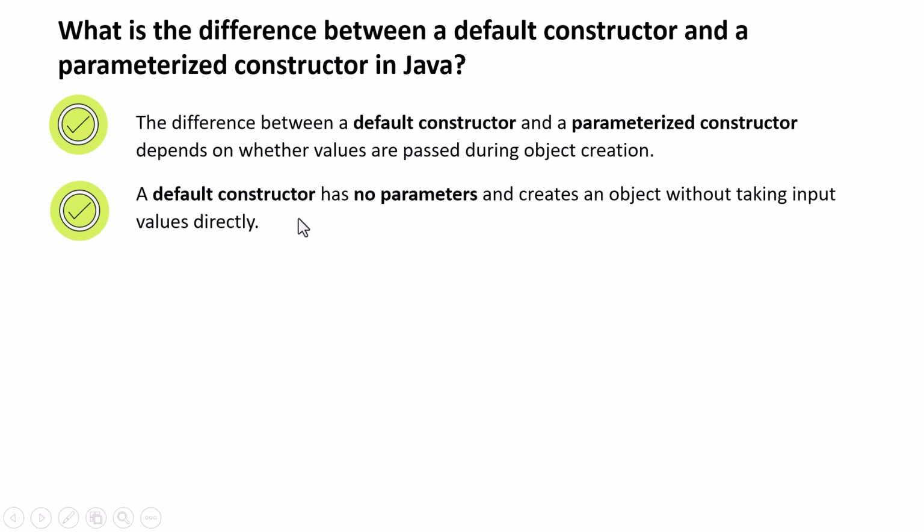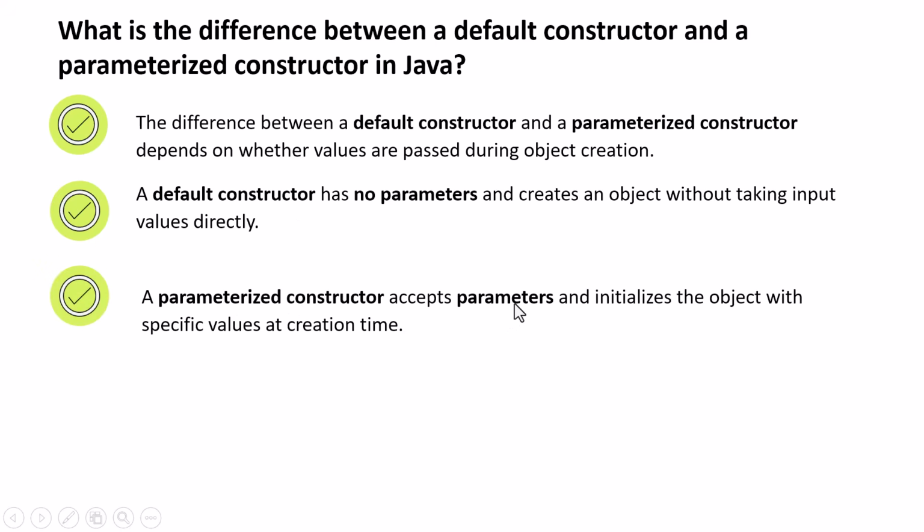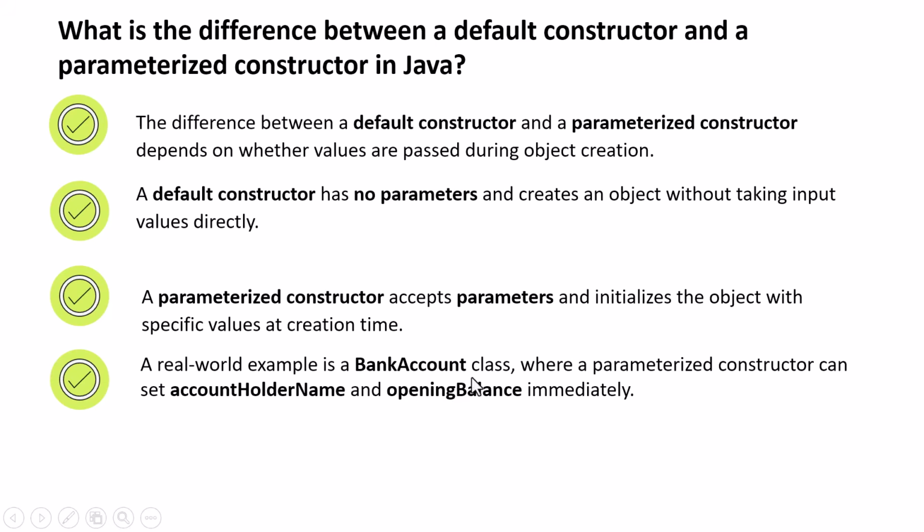A parameterized constructor is a constructor that accepts parameters. It is used when we want to provide specific values at the time of object creation, such as a student's name, age, and course, or a car's brand and color. A real-world example is a bank account class. A default constructor may create an account with some initial default setup, while a parameterized constructor can create an account directly with account holder name and opening balance, which makes object creation more flexible and meaningful.